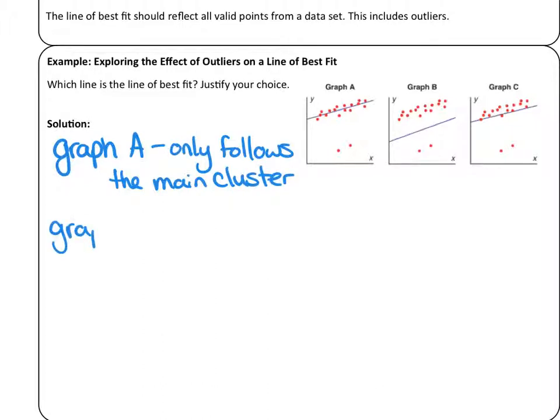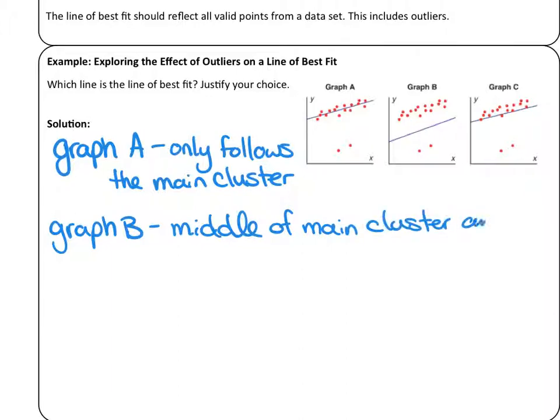Graph B, if you look at it, we can see that it's not in the main cluster, and it's not over with the outliers. It's smack dab in the middle. So it's like they've chosen to put the line right in the middle, but it doesn't really represent the data, because most of the data is far above that line. It doesn't make sense to be in the middle of the cluster and the outlier. So it's in the middle of the main cluster and outliers.